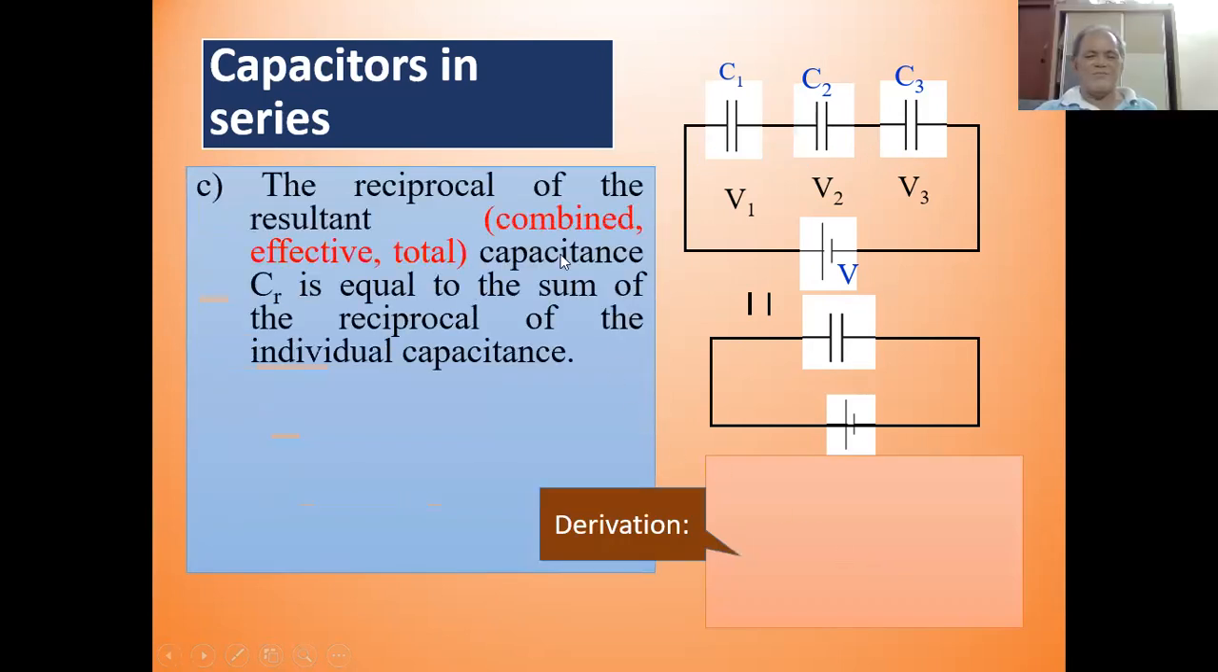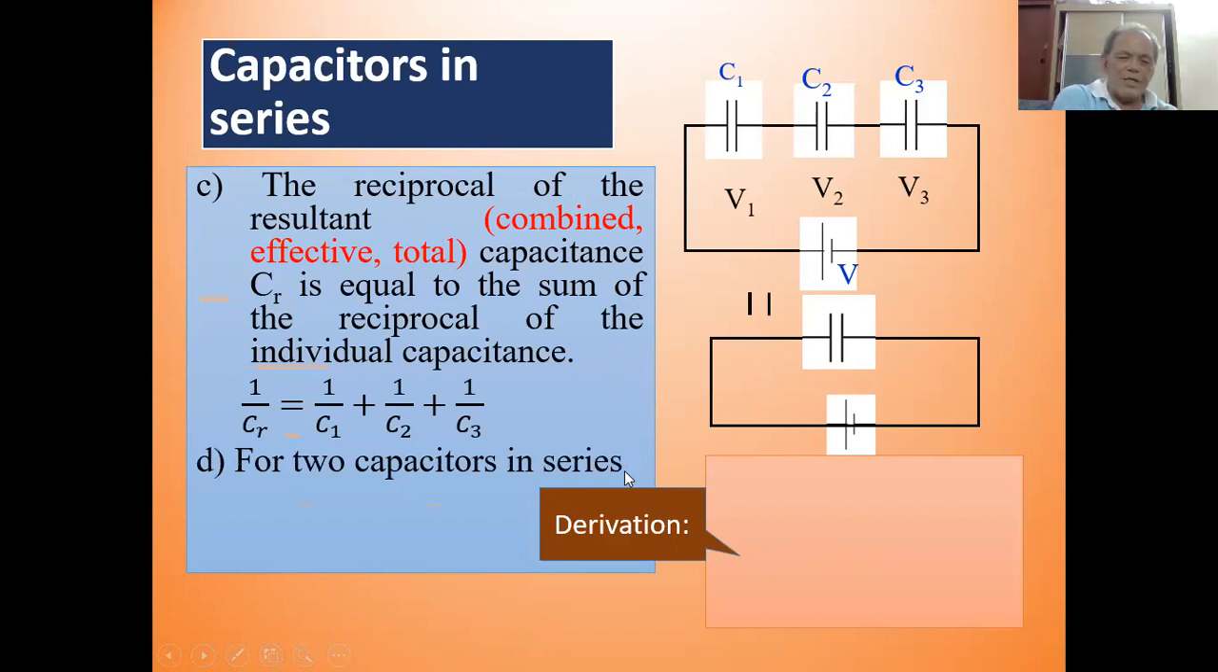Different books will call it by different names. Your syllabus calls it effective rather than combined or resultant or total. I call it CR or resultant. So it's just the reciprocal. Next part we are going to derive it.